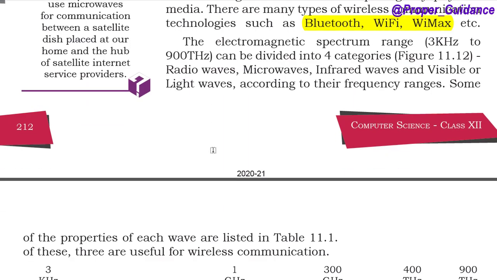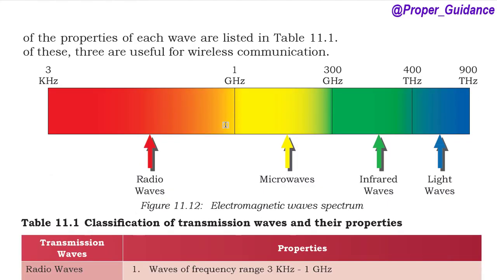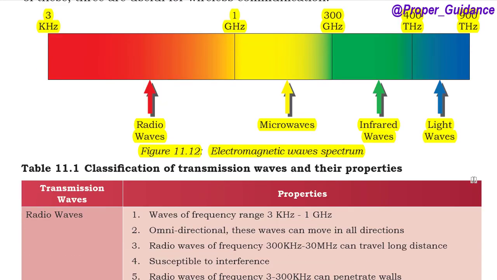The electromagnetic spectrum range from this to that can be divided into 4 categories: radio waves, microwaves, infrared waves, and visible or light waves, according to their frequency ranges. So here is the picture of the electromagnetic wave spectrum. First one is radio waves. Range is 3 kHz to 1 GHz. From 1 GHz to 300 GHz, this is known as microwaves, and from 300 GHz to 400 THz, it is known as infrared, as well as from 400 THz to 900 THz, it is known as light waves.